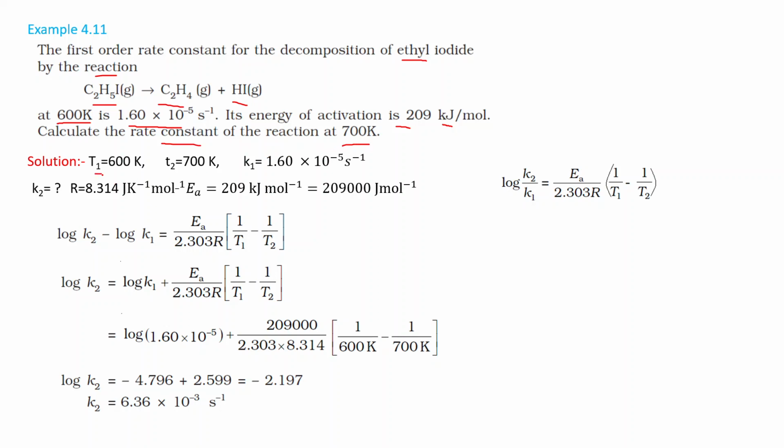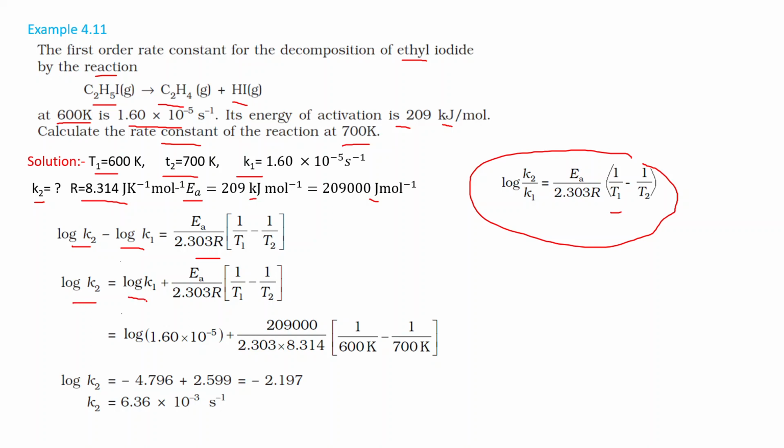T1 is given, T2 is given, K1 is given. We have to find out K2. R is given. Again remember, R is in joule per Kelvin per mole. That's why EA, which is given in kilojoule, we have to convert into joule. Now this is our basic formula: log K2 by K1 is equal to EA by 2.303 R times (1 by T1 minus 1 by T2). This can be written as log K2 minus log K1. Clear? Now we have to find out the value of log K2.